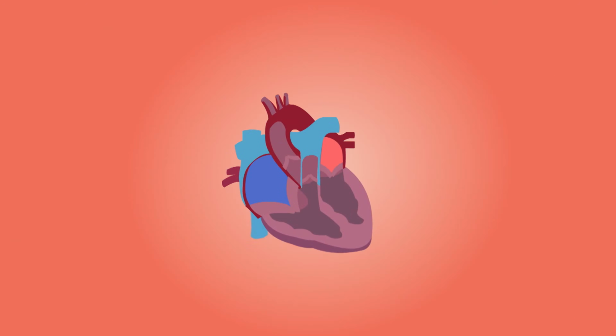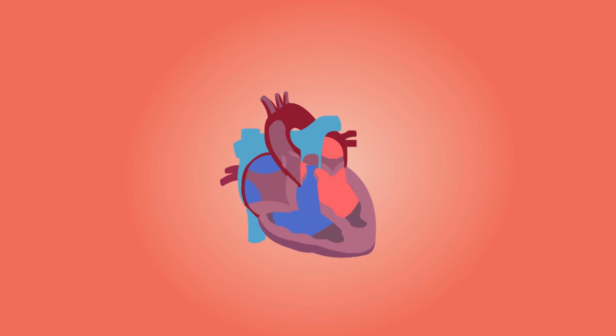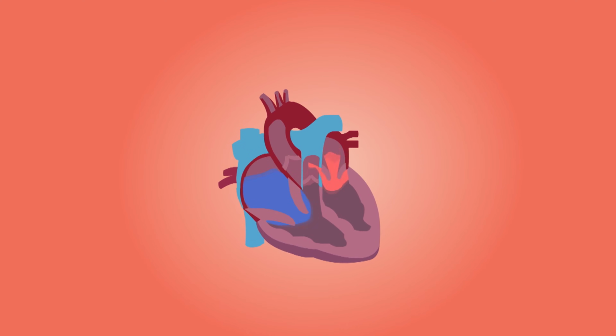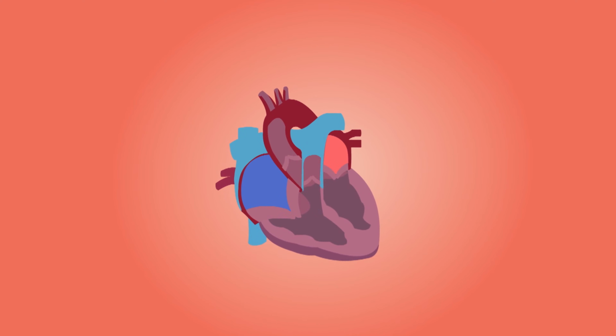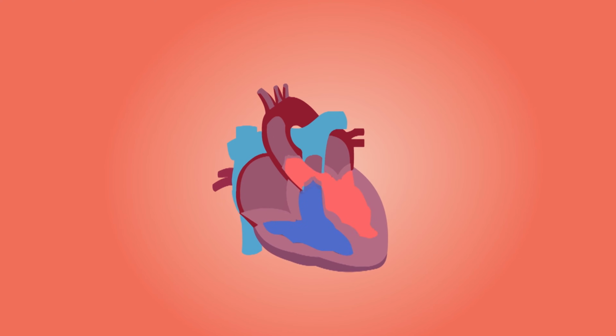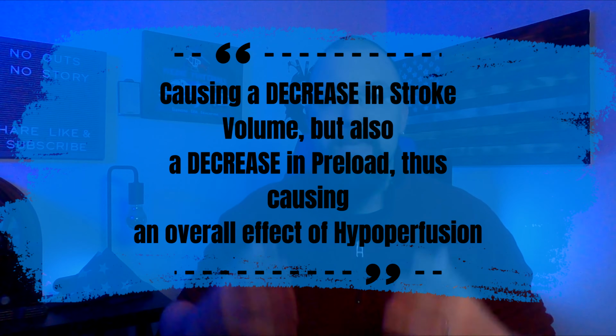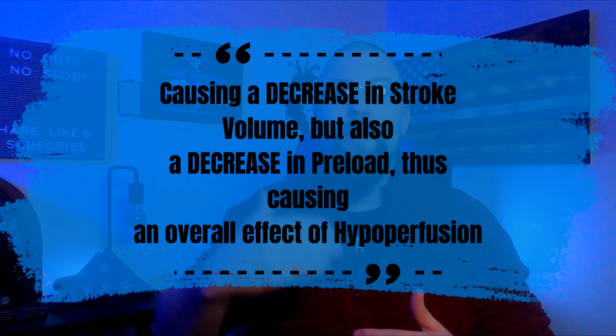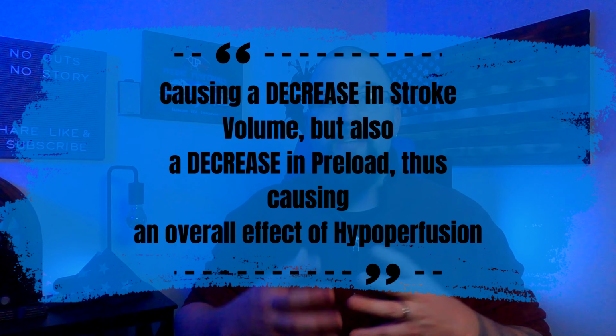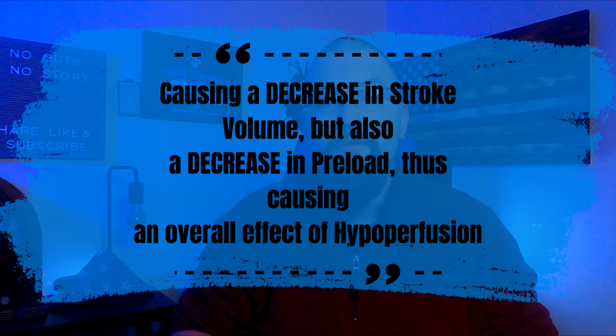We measure these amounts of blood as stroke volume. Stroke volume is the amount of blood ejected out of the left ventricle per heartbeat. A typical stroke volume is approximately 50 to 100 milliliters. If the left ventricle is flabby, more of this 50 to 100 mLs of stroke volume pools within the left ventricle and doesn't actually escape the heart, causing a decrease in stroke volume but also a decrease in preload, thus causing an overall effect of hypoperfusion.